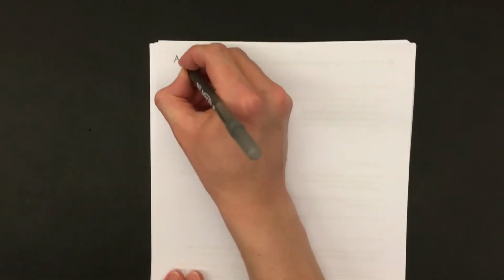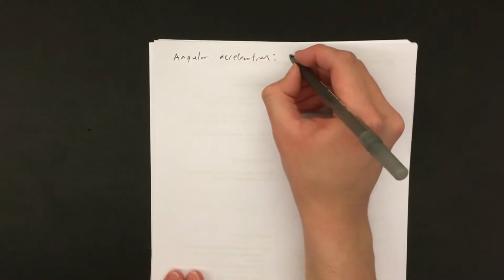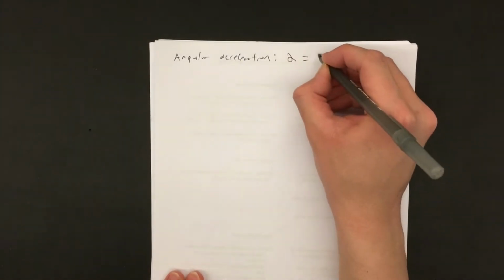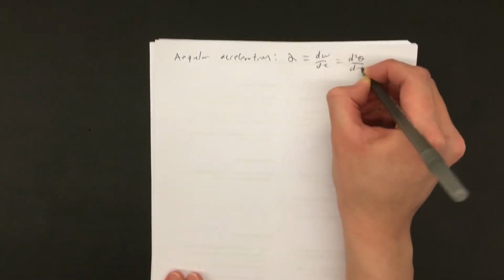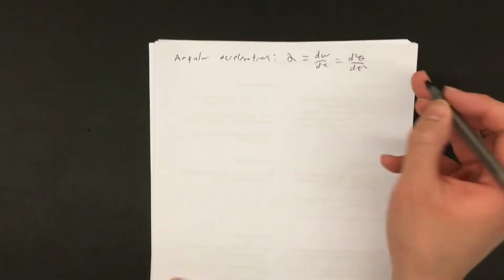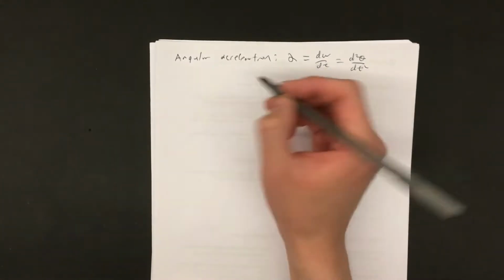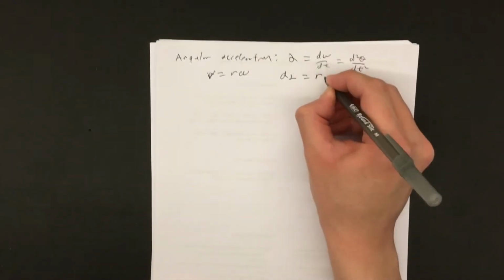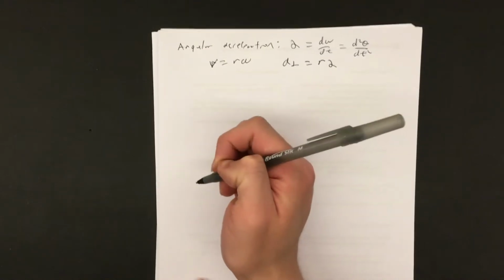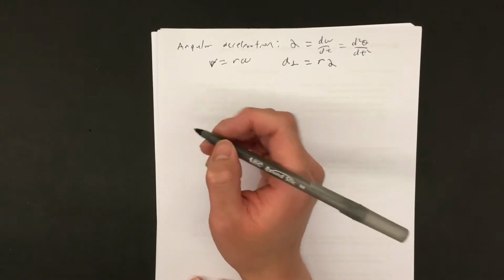There is also angular acceleration. And angular acceleration is denoted as alpha, and this is similarly defined as d omega over dt, or d squared theta over dt squared, which is another way of saying the second time derivative of angular displacement. And obviously, just like velocity equals r times omega, the acceleration along the perpendicular direction equals r times alpha.